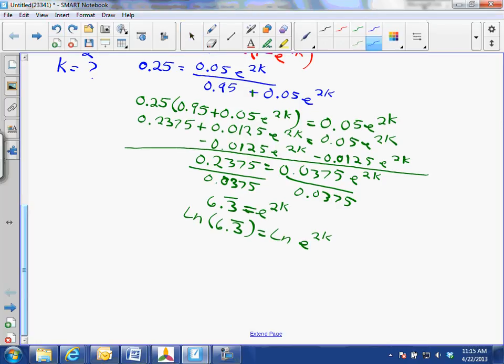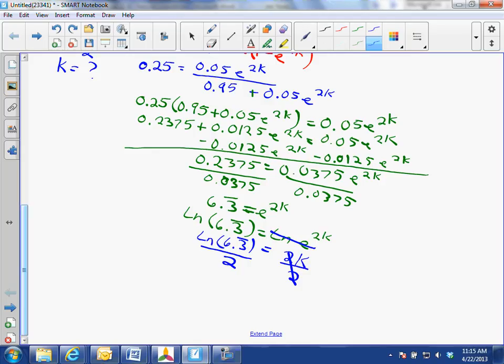Alright, so when you take a natural log of an e, they cancel each other out. So this is just left with 2k equals the natural log of 6.3 repeating. Then you can get k by itself by dividing by 2. So the natural log of 6 and a third, because 0.3 repeating is a third. Don't round. As long as you go all the way across your calculator, you'll get pretty close.